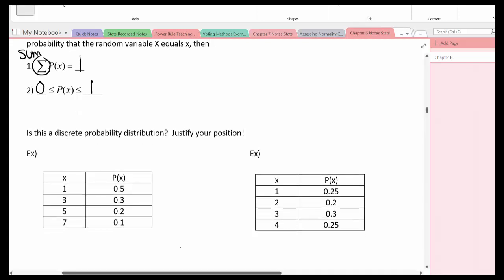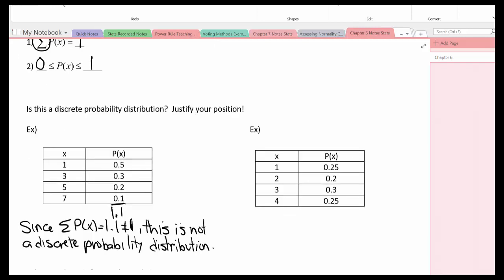Okay, let's take a look at a couple of examples to determine if each of these is a discrete probability distribution, and justify your position. Let's start with the left example. Add up the probabilities. 5/10 plus 3/10 plus 2/10 plus 1/10 is 1 and 1/10. Well, certainly that is not equal to 1, so this is not a discrete probability distribution. Let me write this out now. Since the sum of the probabilities equals 1 and 1/10 and not 1, this is not a discrete probability distribution.